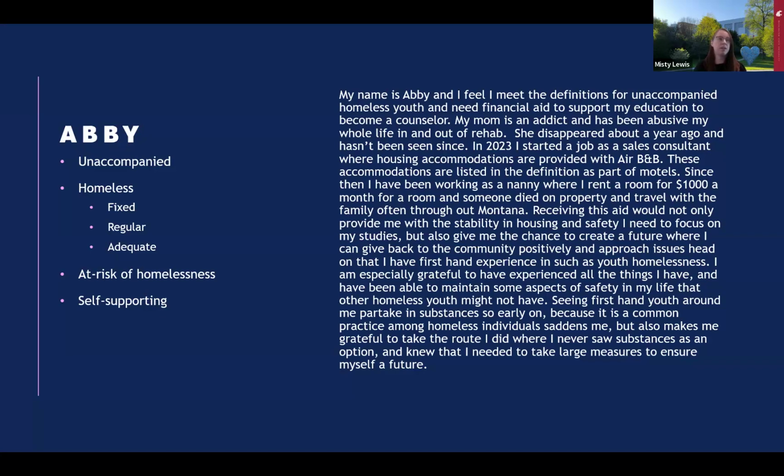So is Abby unaccompanied? Yes. Her housing is not fixed, or regular.